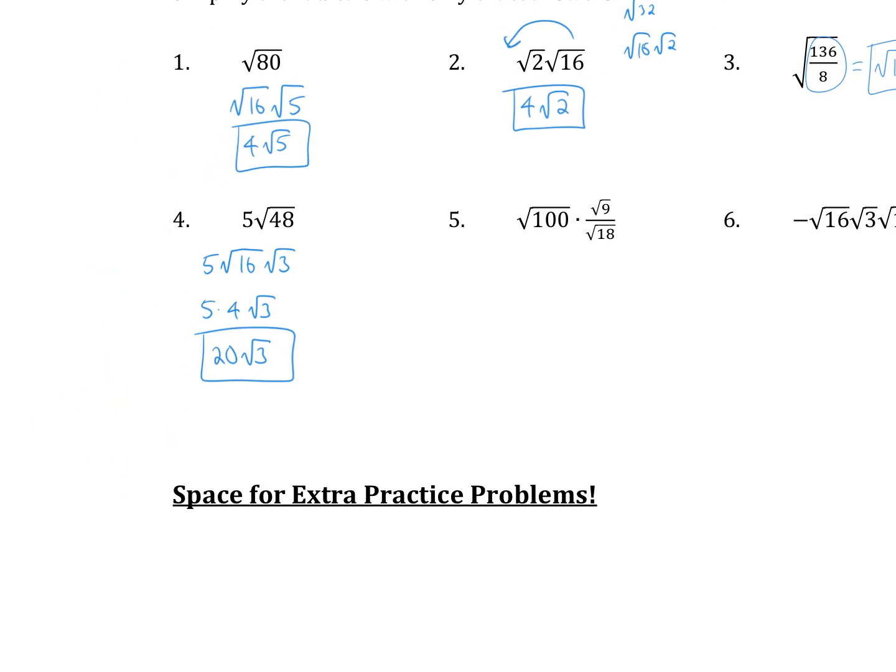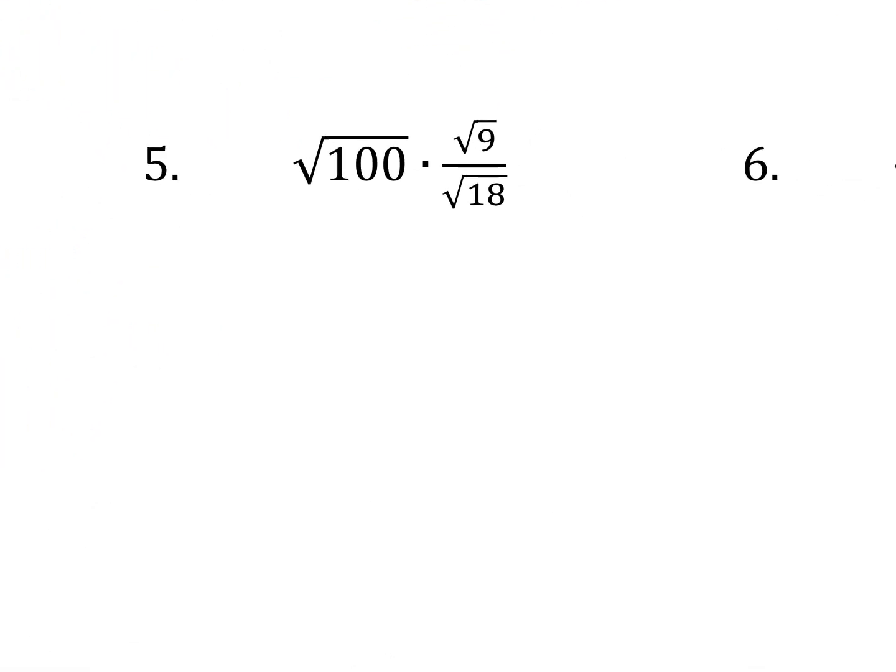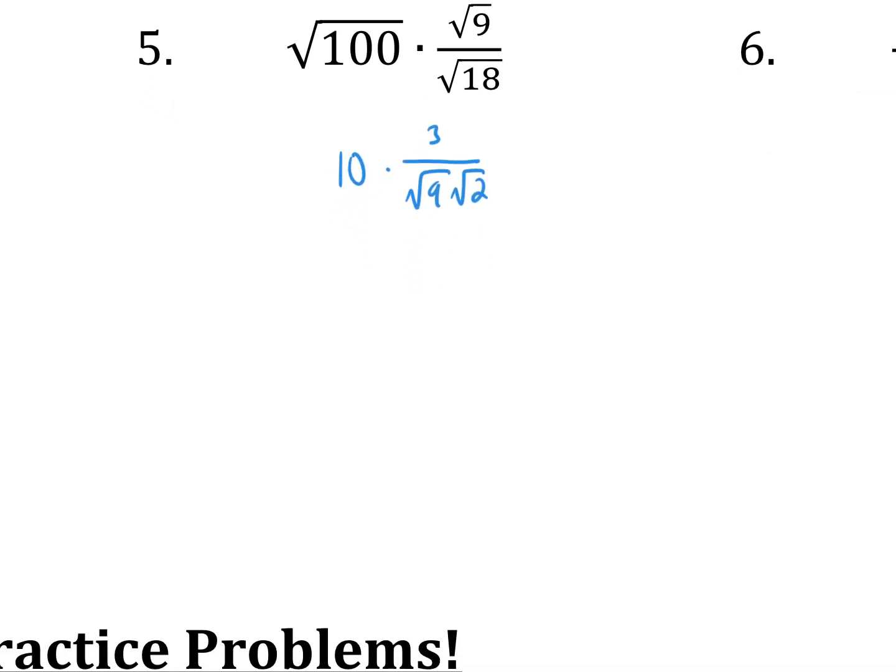All right, how about number 5? We got 100 times all of these. For the most part, these top ones are basically perfect squares. So square root of 100 is going to be 10. Square root of 9 is 3. On the bottom, though, we have 18. We can split that up into square root of 9, square root of 2, right? Square root of 9 is going to be 3. So now we have 10 times 3 over 3 square root of 2.